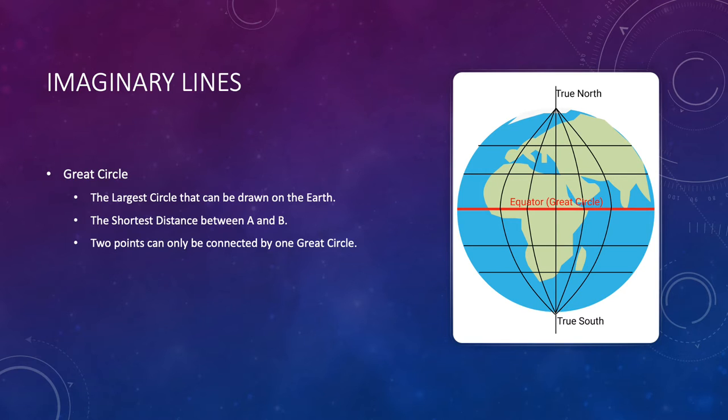So the equator is the largest one, but if we want the distance between A and B, and if we draw a line between A and B, that will always be referred to as a great circle. And it is a line that cuts each latitude at exactly the same angle. So it never changes its heading, it's always remaining the same.